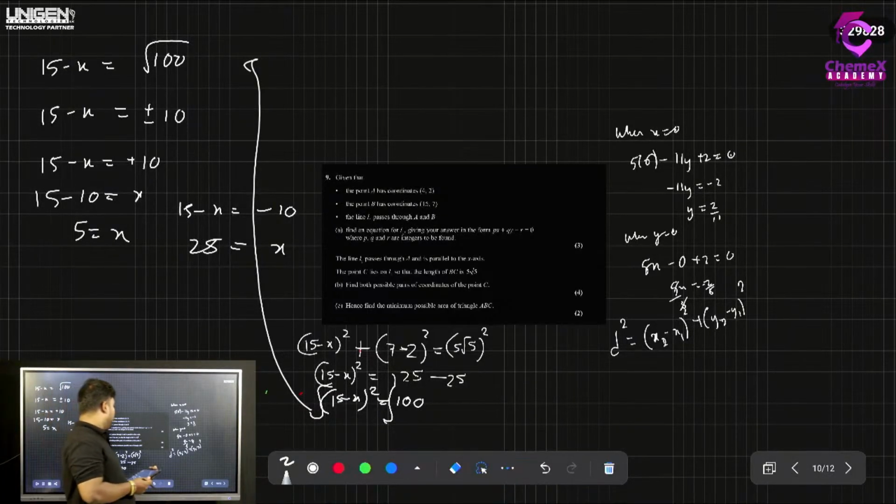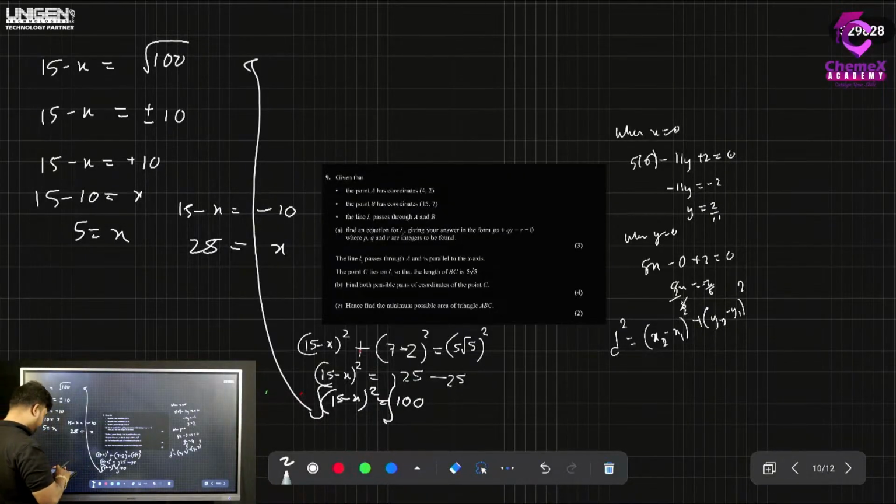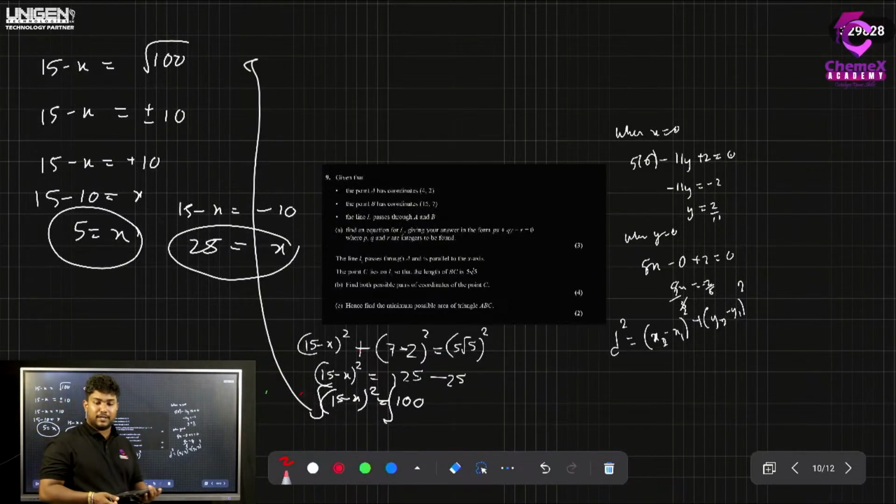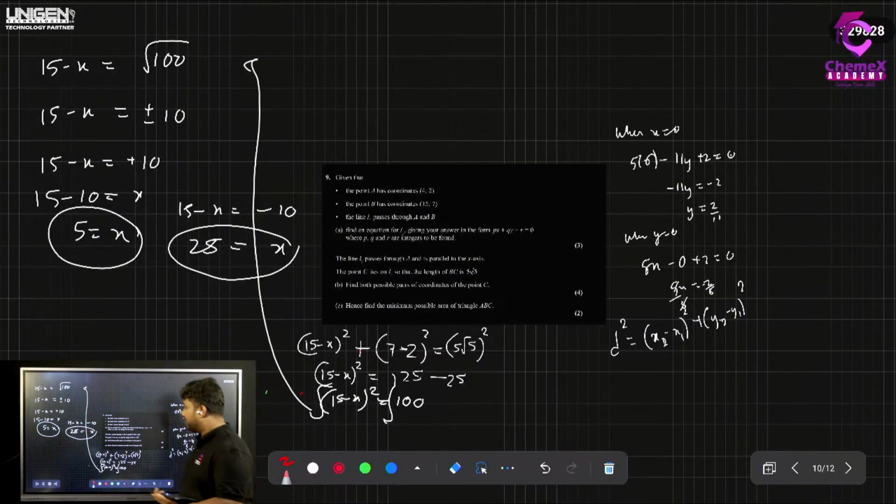So both possible pairs of coordinates of C. Now x is 5. When x is 5, what is y? How do you find it? One x we got, and another x we got. So you have to find for both. So to get the y value for this, you can substitute in here. What formula? What formula are you gonna apply to get the y values? You don't need to get y values.